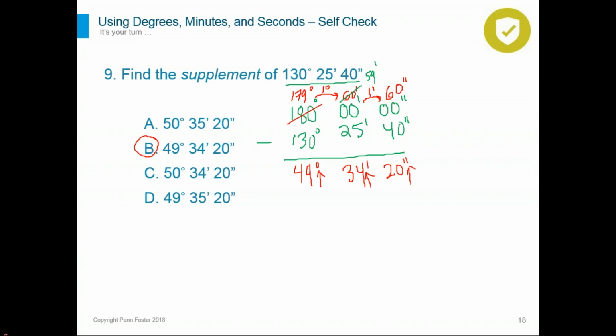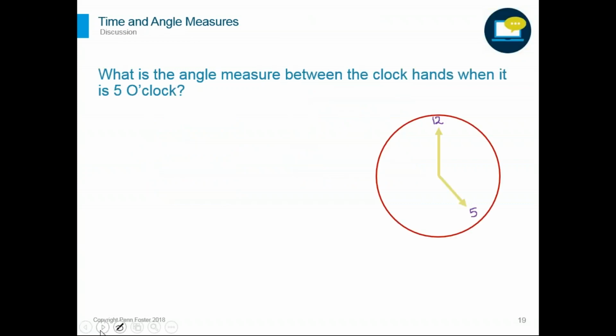Okay, next topic. We are going to relate time with angle measure. So a question that is found in your lessons asks you something like this. What is the angle measure between the clock hands when it is 5 o'clock? So basically what the question is asking you is to find the angle measure here. Let's call it C, angle C. So this is the measure of the angle we're looking for if it is 5 o'clock.